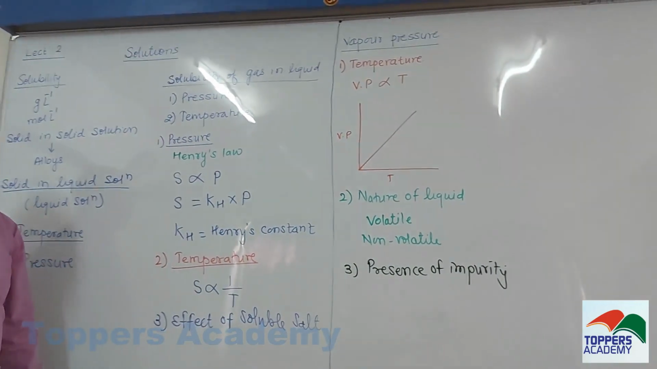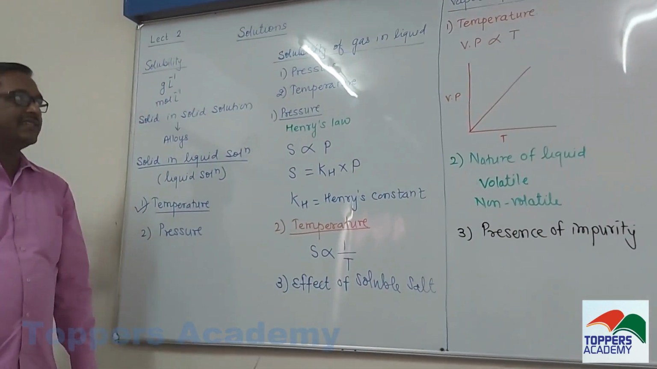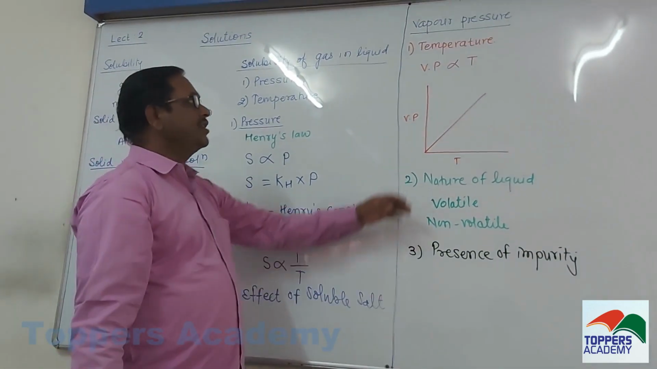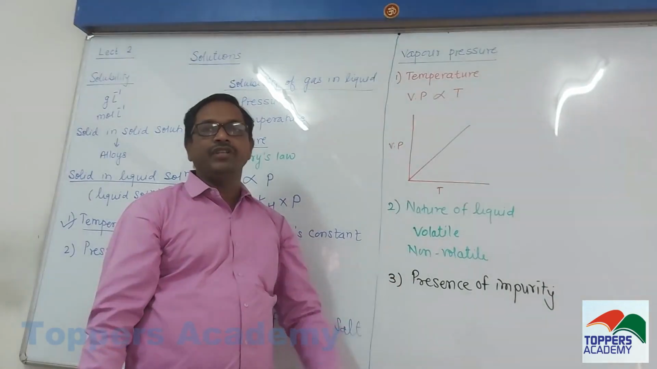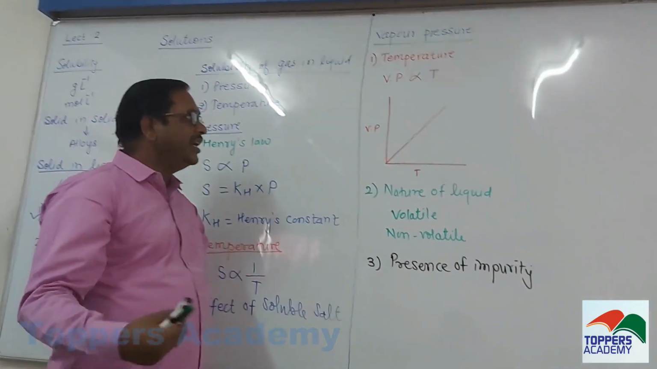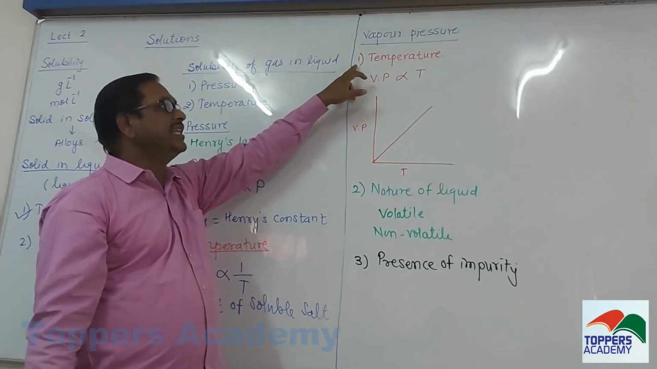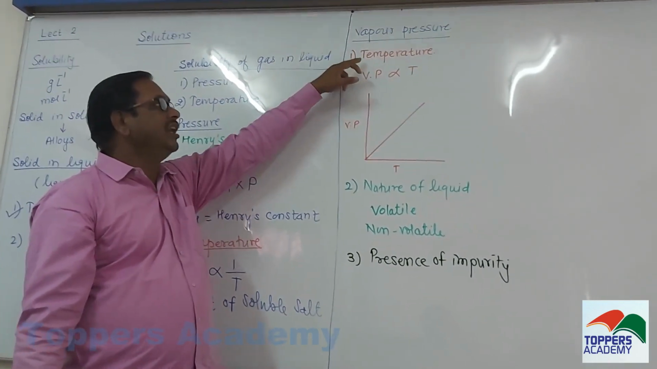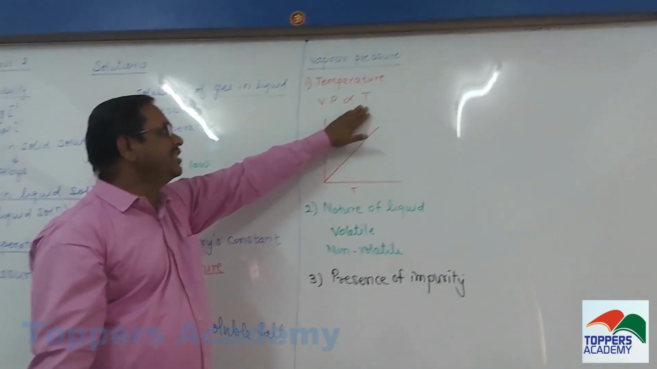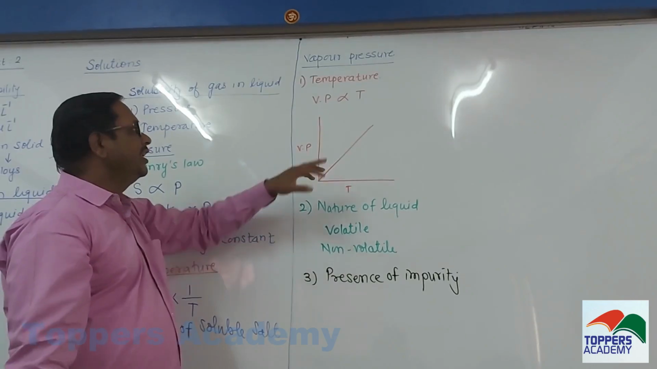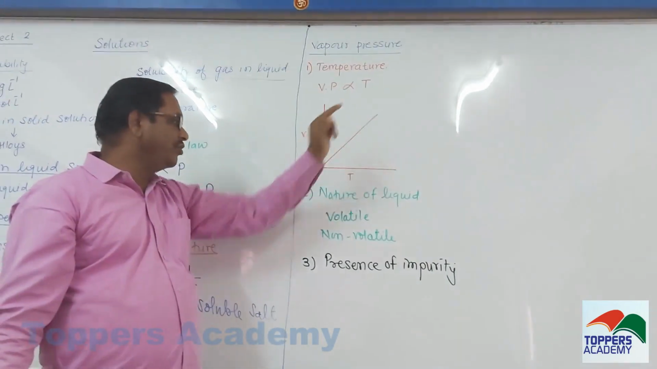See again, what is vapor pressure? Vapor pressure is the pressure exerted by the vapors of a liquid on its surface which are in equilibrium with the liquid state at a given temperature. Now it is affected by the temperature. How does the temperature affect the vapor pressure? When temperature increases, vapor pressure also increases. In short, the vapor pressure of a liquid is directly proportional to temperature.